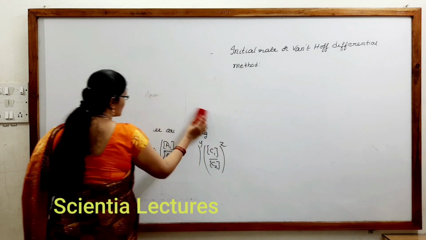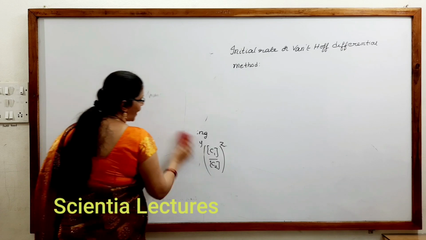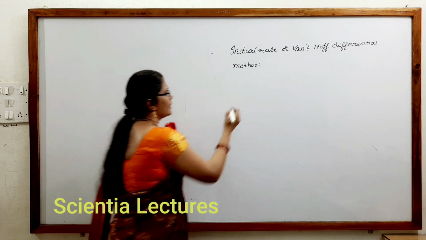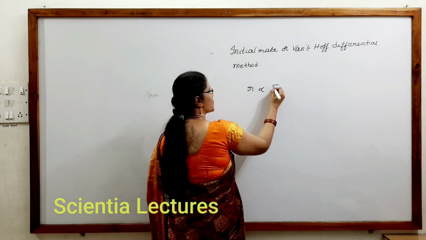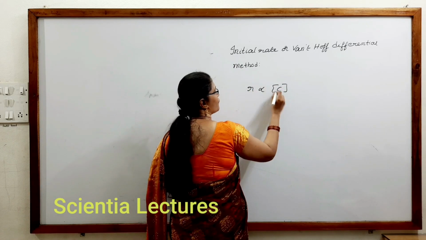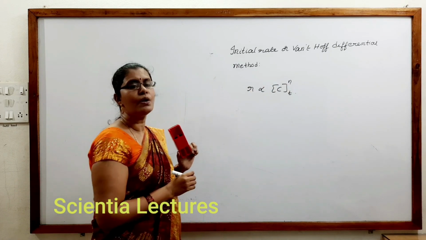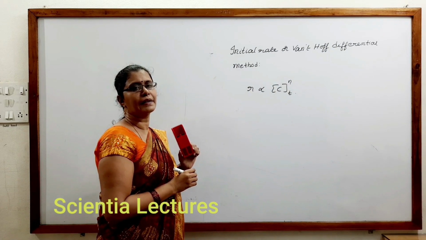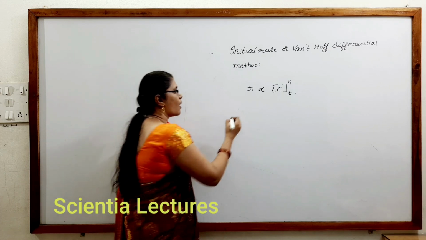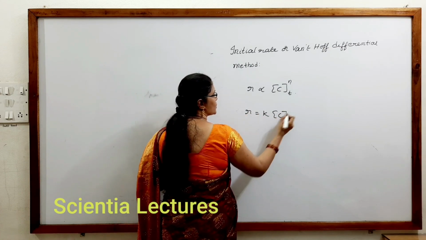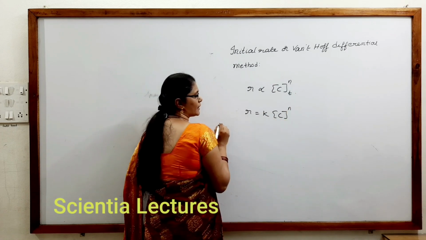This is a very important method, the Van 't Hoff differential method, which implies that rate is directly proportional to concentration of reactant at that instant. Rate is directly proportional to concentration of reactant at that instant, or rate is equal to K into concentration of that reactant at that instant.